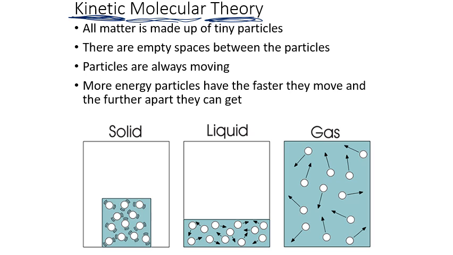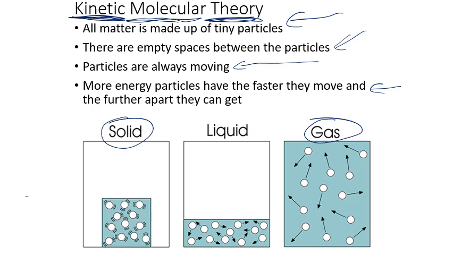What it says is that all matter is made up of tiny little particles, and all these tiny little particles are moving around and bumping into each other. There are lots and lots of empty spaces in between these particles. As we said, these particles are always moving, even if it's something like a solid, they just move much less. The more energy the particle has, the faster they move and the further apart they can get. So gases typically have a lot more energy than something like a solid.